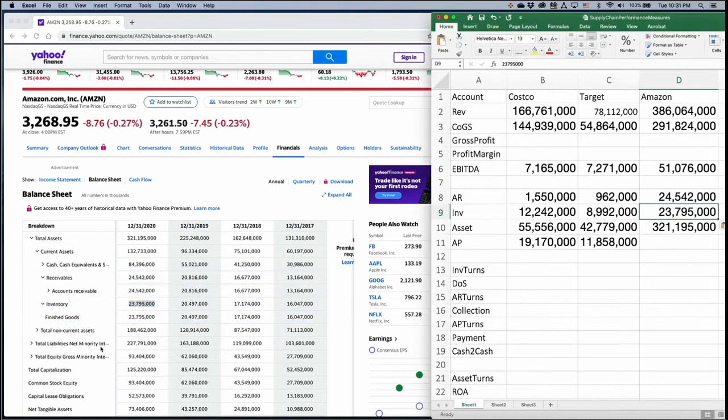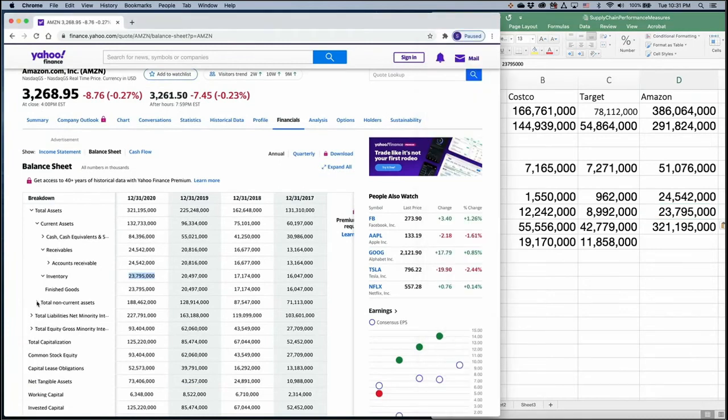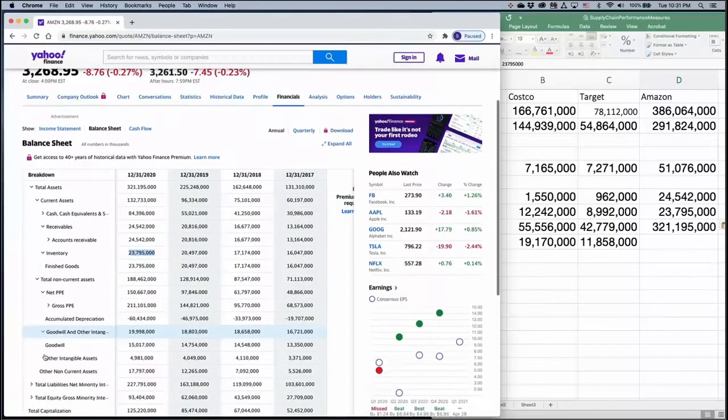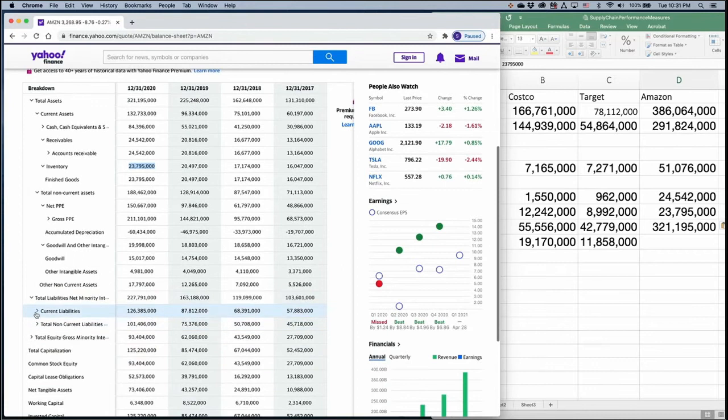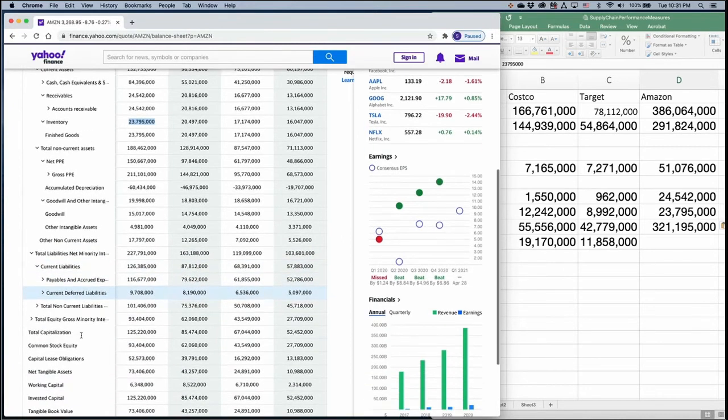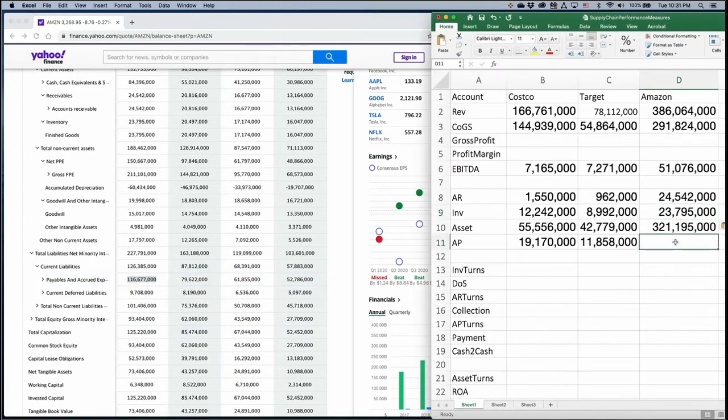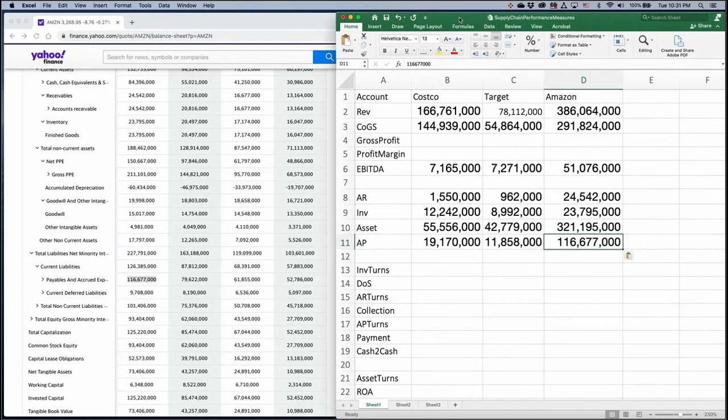And finally you will get account payable. So actually here total liability, total current liability, and payable. So you can copy this payable information. So this is account payable. So basically we copy all this information.